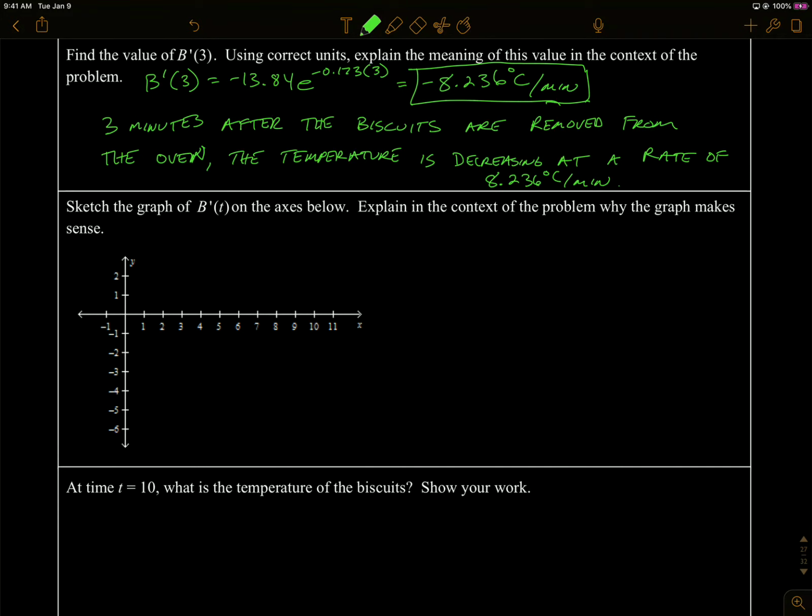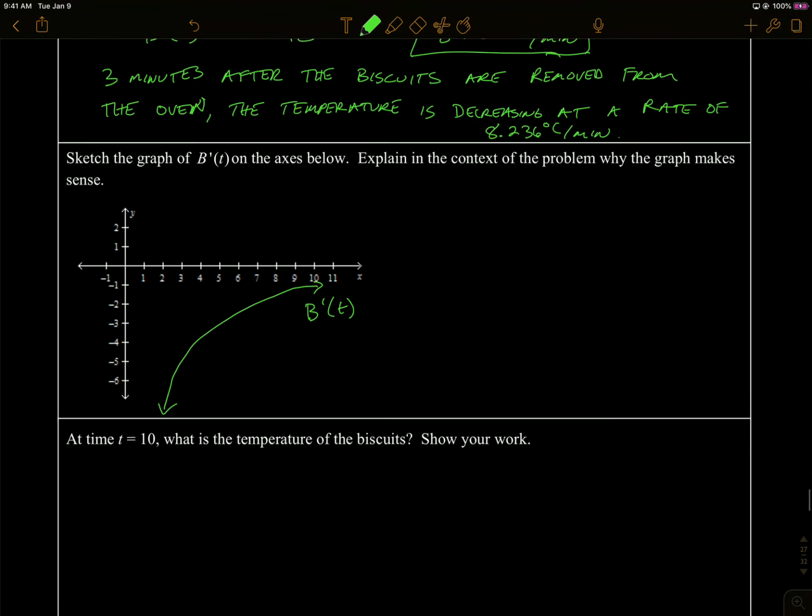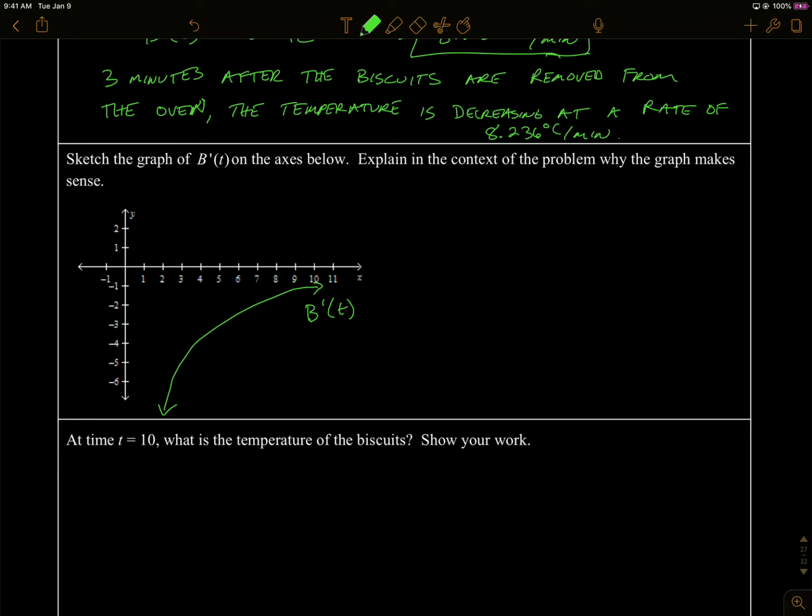All right, sketch the graph of B prime on the axes below. Explain the context of the problem, why the graph makes sense. So this would be a calculator thing. If you look at your calculator, it's essentially going to do something like this. Okay, so that's the graph of the derivative, remember, not the temperature, but the rate of change of the temperature.